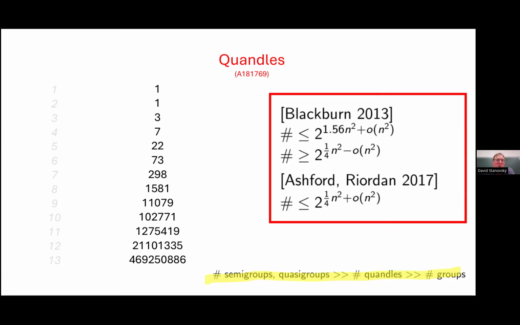Do you find it obvious? I don't find it obvious. I don't know. Okay, so one phenomenon that I'd like to eventually see explained is if you can somehow predict whether the growth in your class will be as fast as it gets, like for semigroups and quasi-groups, or relatively slow, like for groups, or something in between, like for quandles. Is there some general framework that would predict that? So that's a question I'd like to look at in future.